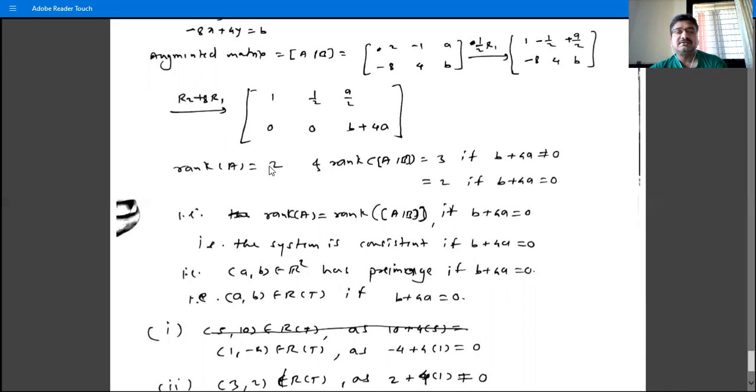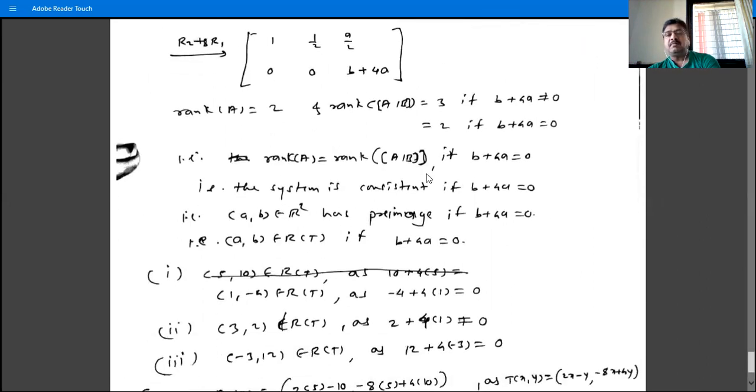So here the correction is: rank of A is 1, and rank of [A|B] is 2 if b plus 4a is not equal to 0, and the rank of [A|B] is 1 if b plus 4a is equal to 0. That is, if this element is 0, then the rank is 1, and if b plus 4a is not equal to 0, then the rank is 2.